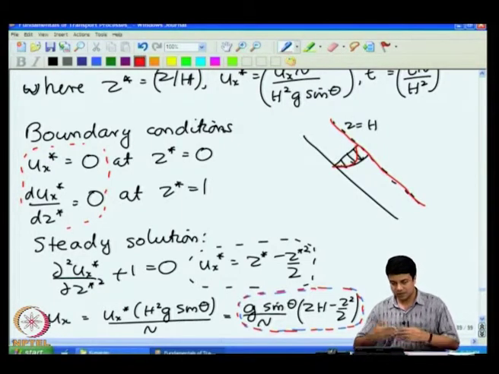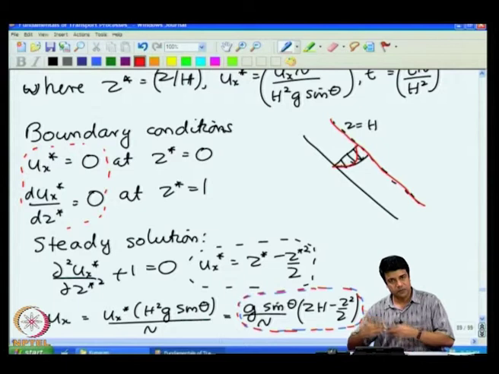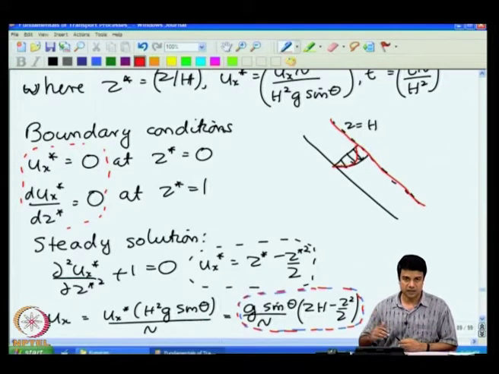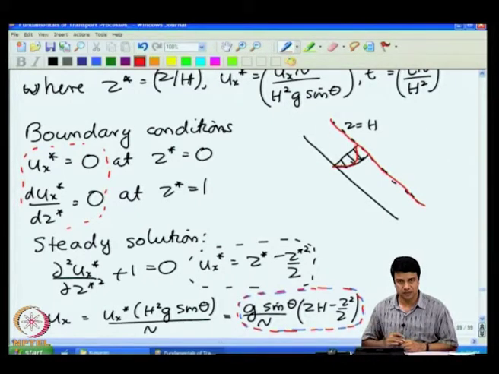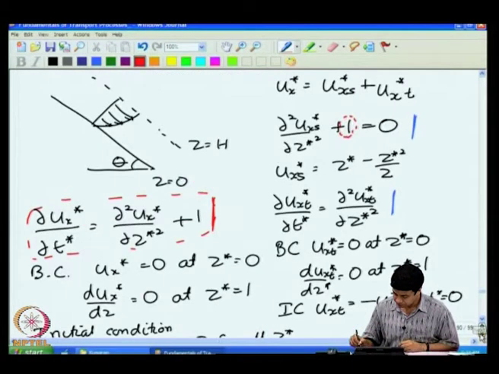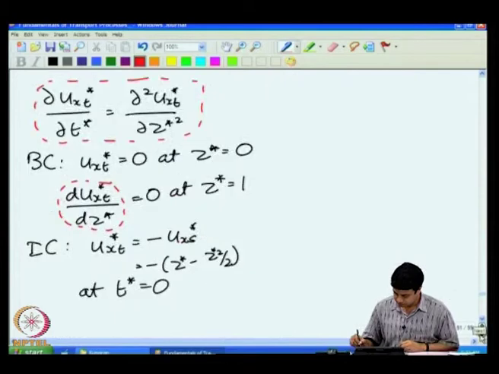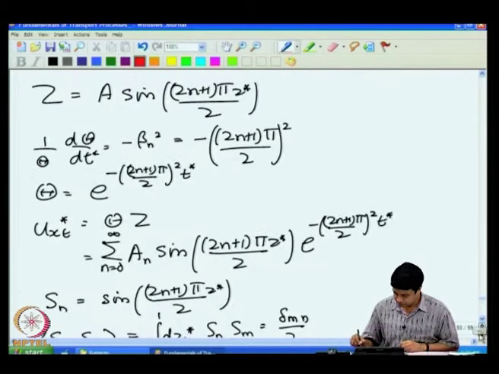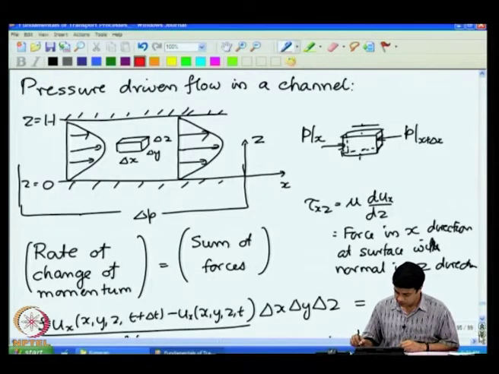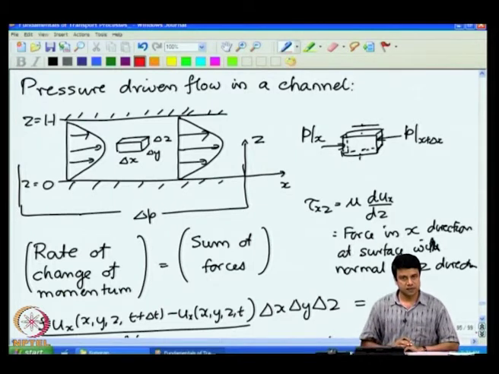So, instead of the gravitational force here between two flat surfaces tending to flow the fluid down the slope, I instead have a pressure difference which is tending to flow fluid down the slope. Okay. So, that is the only difference. So, pressure differences and body forces act in a very similar manner.